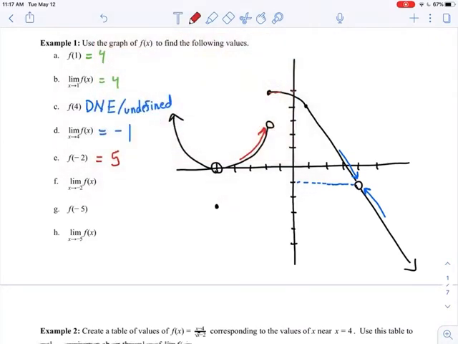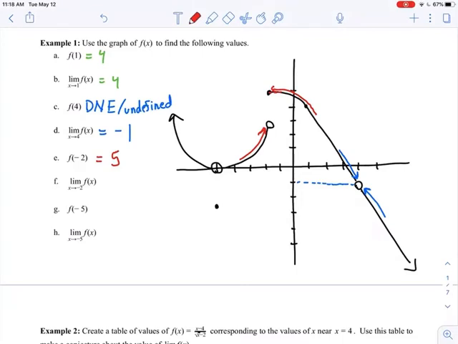However, if I come at -2 from the opposite direction, if I approach -2 from this side over here, here I'm approaching this closed circle which has a y value of 5. I'm approaching two different y values.